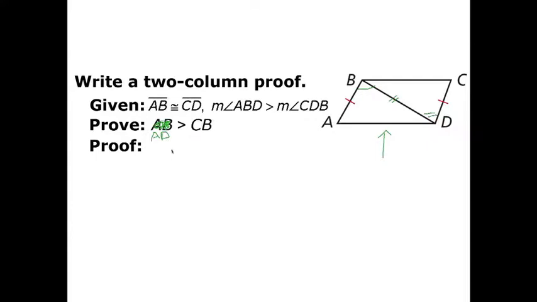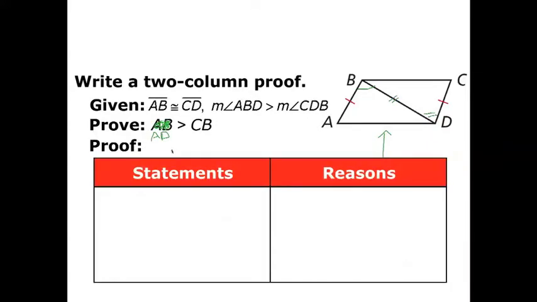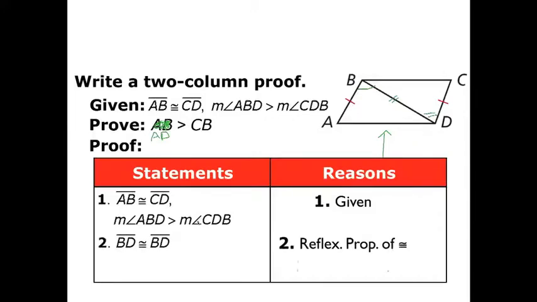Okay, so going through this proof, we start with our given that AB was congruent to CD and the measure of ABD was greater than the measure of CDB. We then use our reflexive property and then make the statement that AD has to be greater than CB by our hinge theorem. Okay.